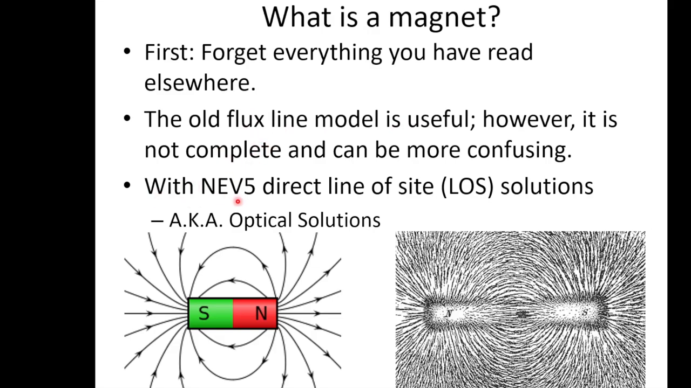But with the New Electromagnetism V5 direct line of sight solutions, also known as optical solutions, we can show you very simple ways of modeling how magnets interact without having to use the right-hand rule and say the flux is this here, then employ the right-hand rule at this point in space where there are these iron filings. Instead, you'll see it's a simple line of sight operation. It is so easy, even a physicist can do it.